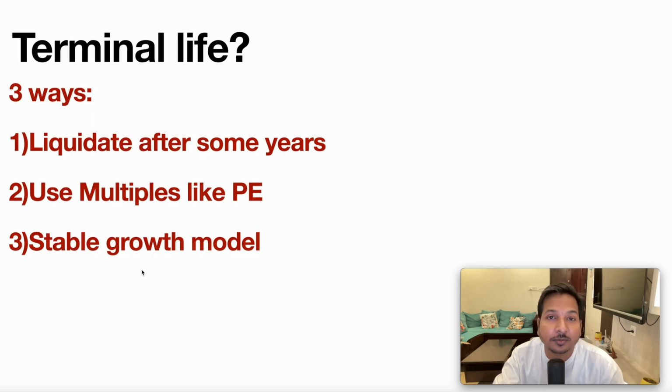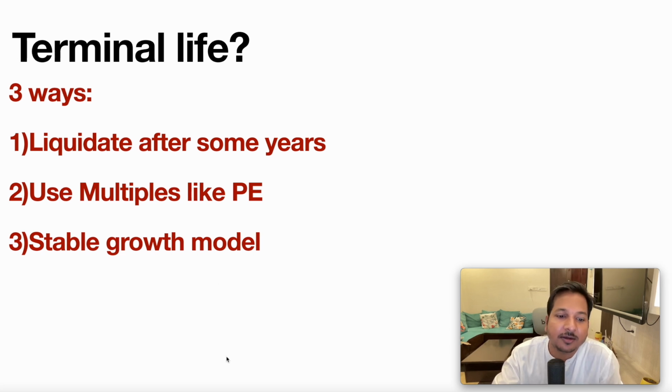So we have three options. First is liquidate after some years. So add on for 5 years and then liquidate your company. Second is use multiples like PE. So suppose give a conservative PE number which your stock has been getting over a period of 10, 20, 30 years, and add for those years.